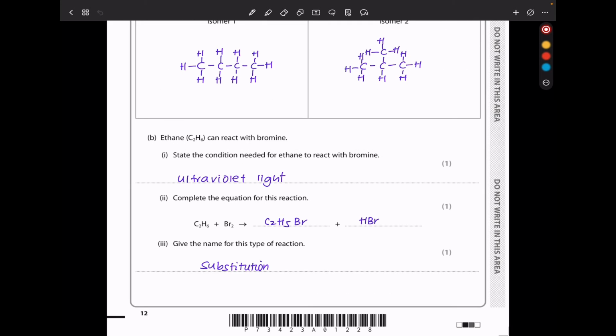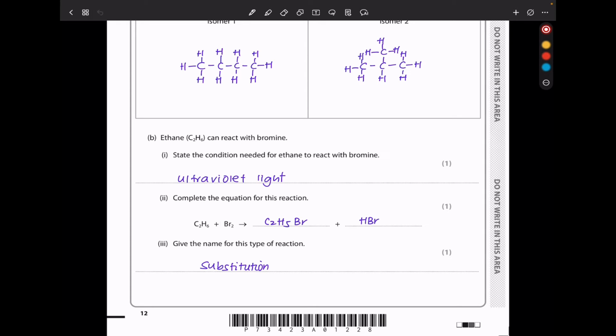In part B, ethane, which is C2H6, can react with bromine. State the conditions needed for ethane to react with bromine. Because ethane is an alkane, it only reacts with bromine when ultraviolet light is present, so the condition should be with UV light. And next they say complete the equation for this reaction.